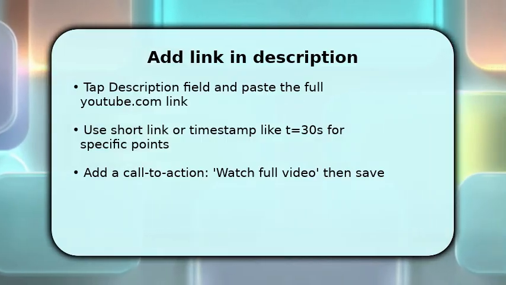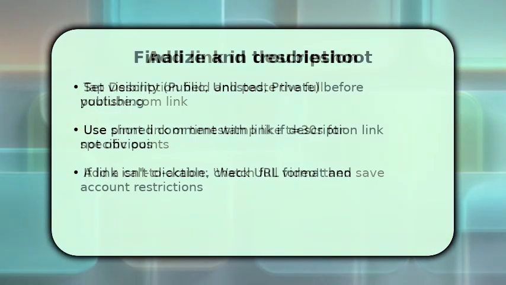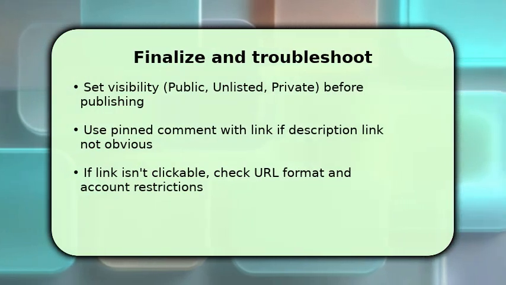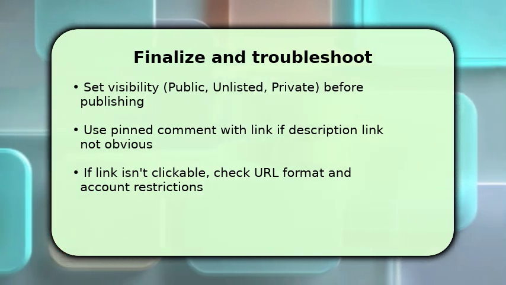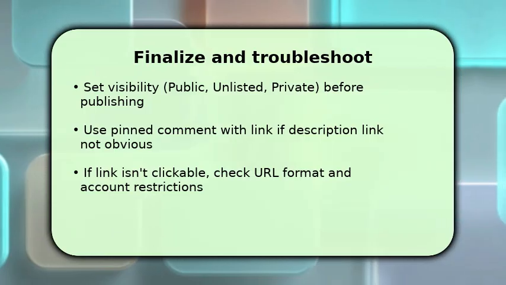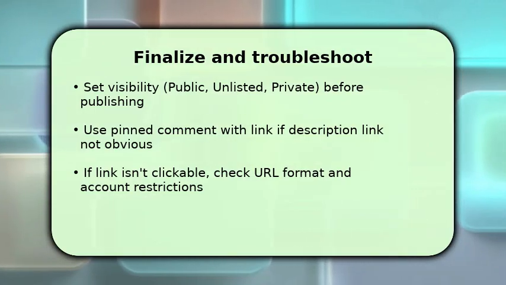When done, proceed to thumbnail and publish settings. Finish by choosing your visibility and any audience settings. Public or unlisted determines discoverability. Before you publish, consider posting the same link in a pinned comment so it's easy to find on mobile. YouTube sometimes surfaces comments more prominently.